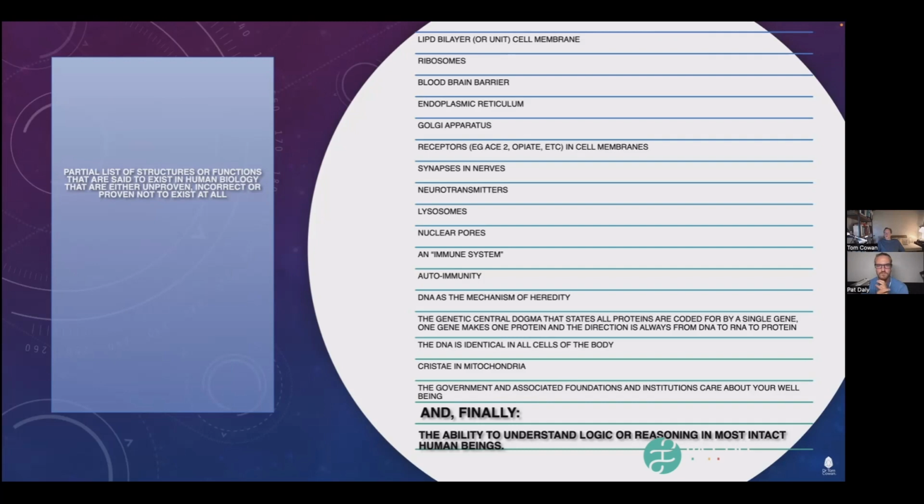There's no cristae in mitochondria, and I jokingly put in the government and associated foundations care about your well-being, and that's a myth. And the ability to understand logic or reasoning is intact in most human beings. I don't know about that either.